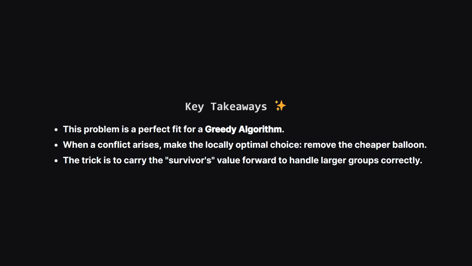So let's wrap it up. The main takeaway for this problem is that it's a classic example of a greedy algorithm. When you see a problem asking for a minimum or maximum result where you can make a series of choices, ask yourself, can I just make the best looking choice at each step? Here, the best choice was always removing the cheaper balloon, and the key trick was remembering to carry the value of the balloon we kept forward for the next comparison.